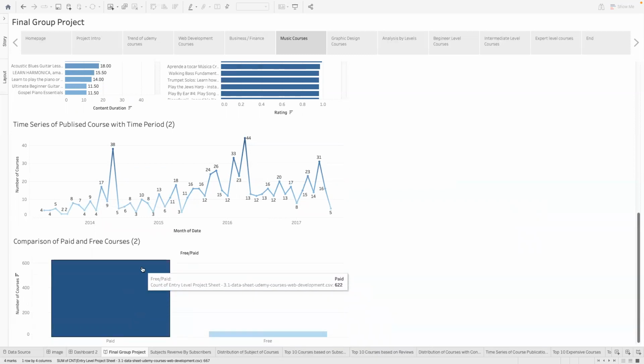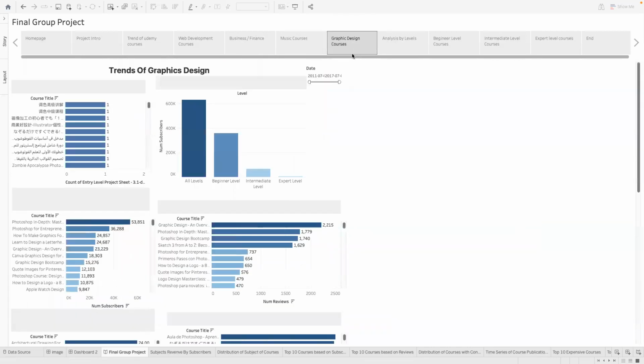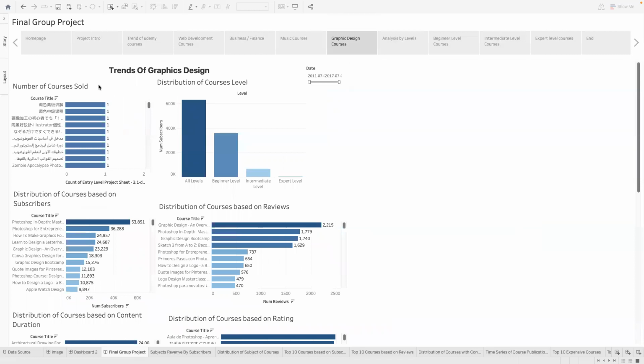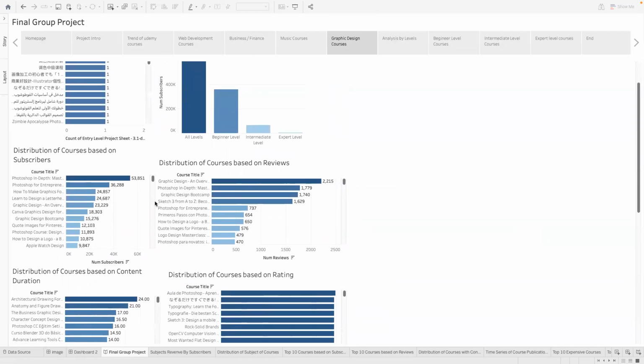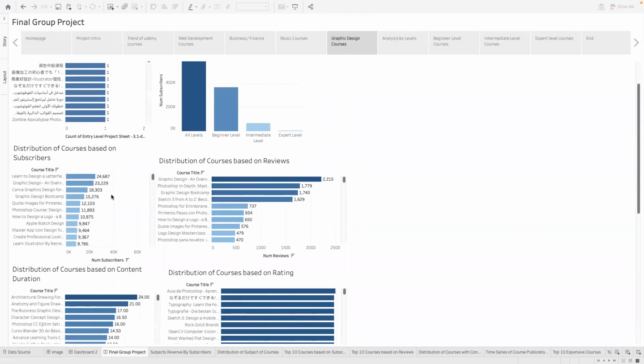Now I will hand over to Hardik, who will explain the graphic design. Thank you, Pinkesh. Hello, Professor. My name is Hardik, and I'll be doing the in-depth analysis of graphic designing. At the top, on the left, we can see the number of courses sold in graphic designing, and on the right is the distribution of the courses. At the top is all levels, followed by beginner level, intermediate level, and expert level.